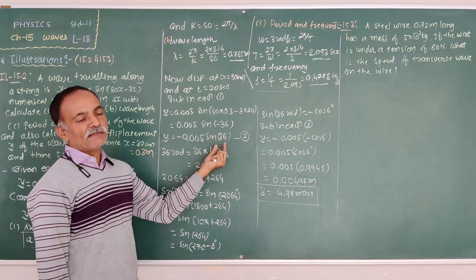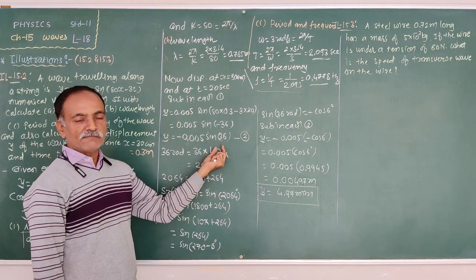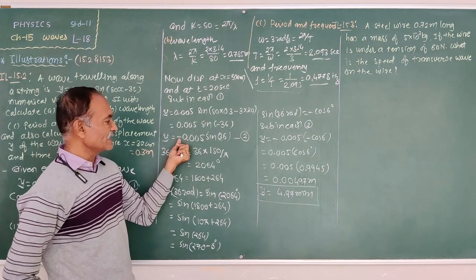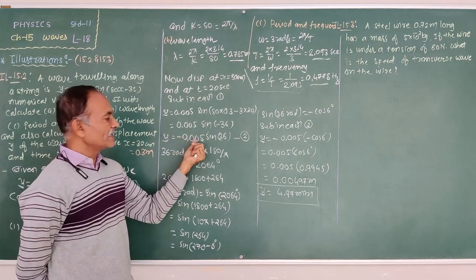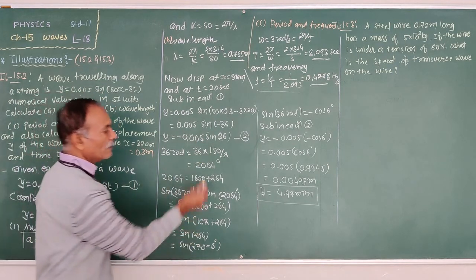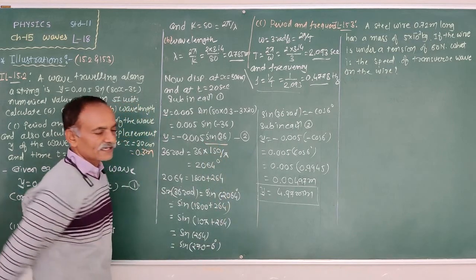We know that sine of minus theta is equal to minus sine theta. Therefore, this value has a negative sign here: minus 0.005 sine 36. That is equation 2. Now we have to simplify the value of sine 36.